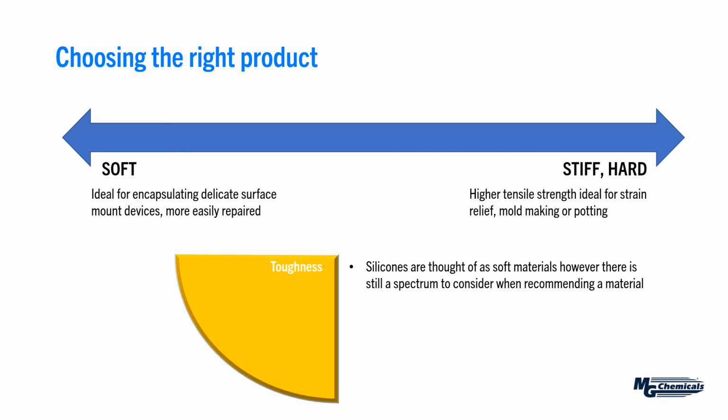Whereas with soft materials on the other end of the spectrum, these are more ideal if you're encapsulating delicate surface mount devices. And that could just be if there is any thermal expansion contraction, you want something very soft for stress relief to not exert a lot of stress on that delicate part. And the other advantage is something that's repairable. With the soft materials, you can easily dig them out and remove them in the instance that you need to repair them.